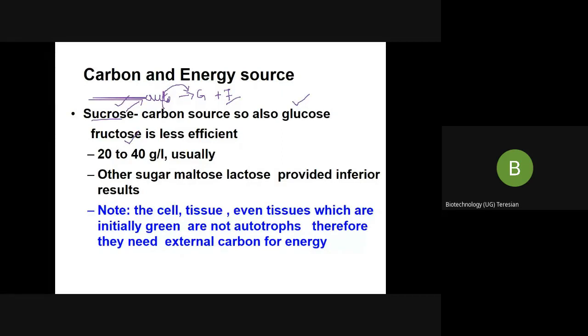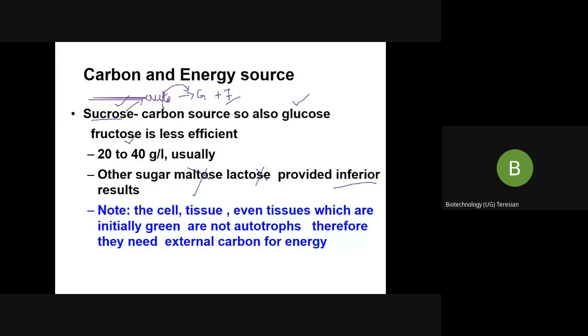Other carbohydrates, like lactose, galactose, maltose, are not used. Why? Because they have provided inferior results. They have not given us any beneficial results. Therefore, we are not going to use these types of carbohydrates.